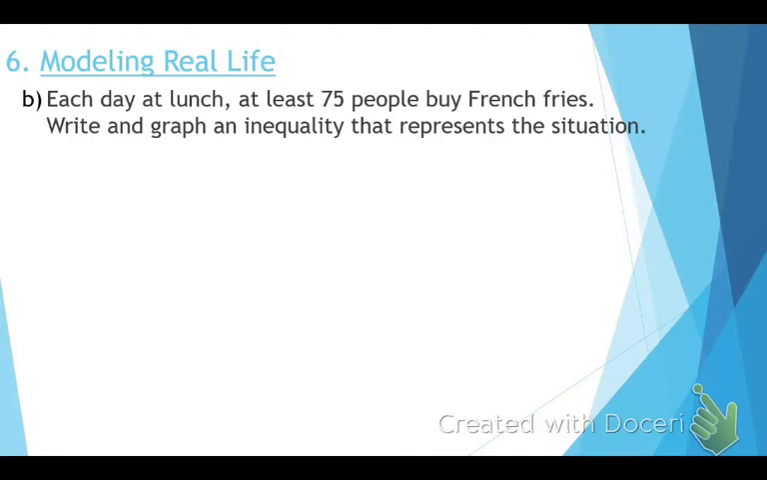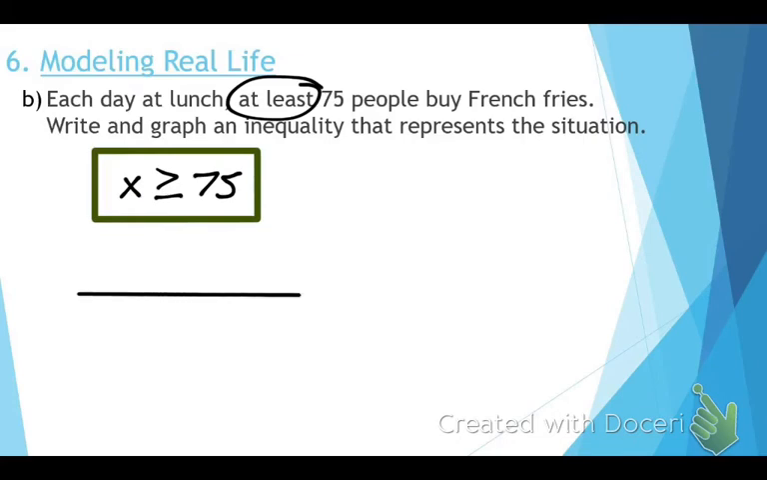Each day at lunch, at least 75 people buy French fries. Write and graph an inequality that represents the situation. First things first, put your variable. What's our variable? X. Then put your number. What's our number? 75. Now, it says at least. This is something you could memorize. At least will always be the same exact thing. But if you don't have it memorized, could it be exactly 75 people? Yes. If it says at least 75, that's the bottom amount. Would it be greater than or less than? Greater than. It has to be greater than.